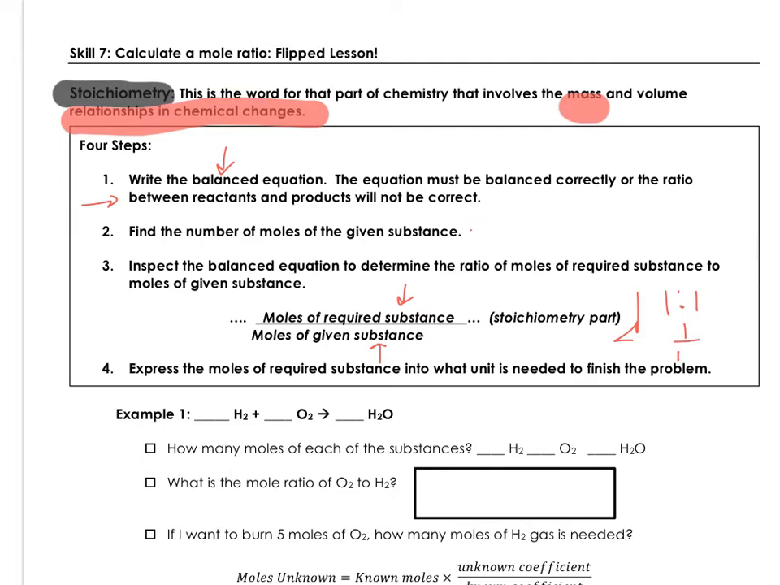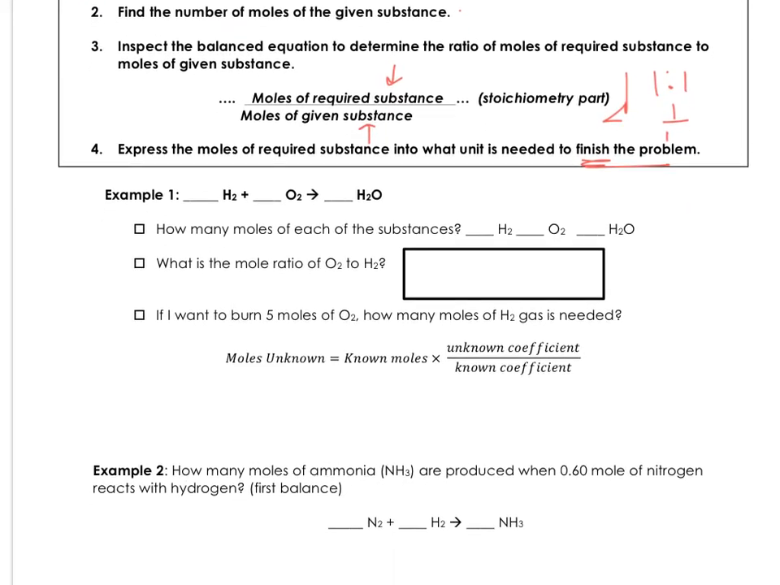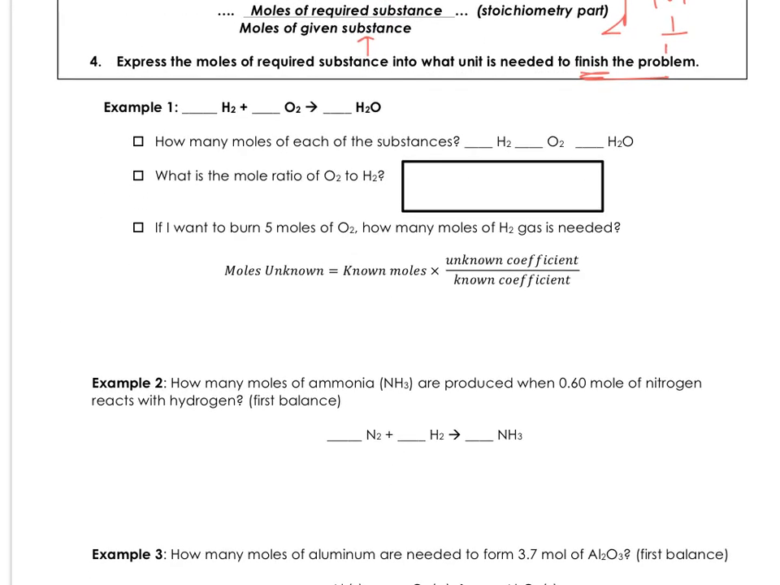Instead of writing it as a 1-to-1 relationship with the colon, we're going to write it as a fraction. Then we are going to express the moles of the required substance in the unit it needs to be to finish the problem. So whatever it is that it wanted at the start, we've got to make sure that we have that unit when we finish. All right, so let's take a look at an example problem, because all those steps don't mean anything until we actually do them.